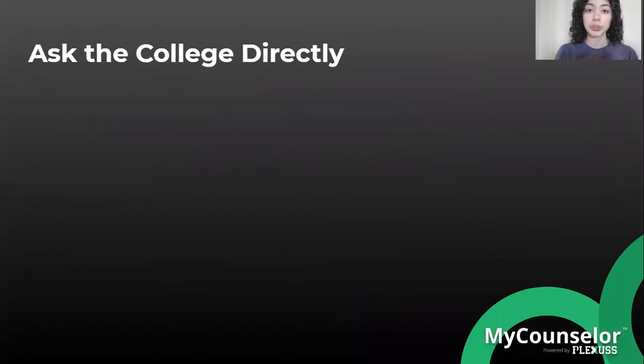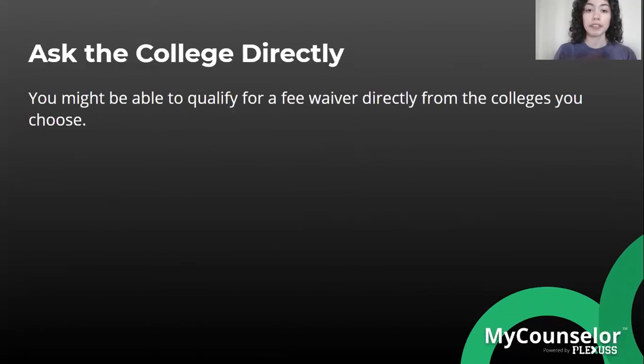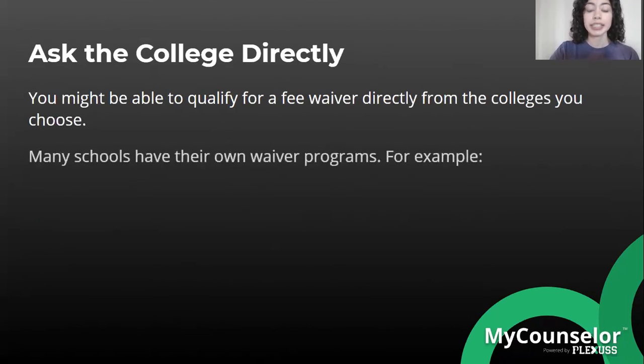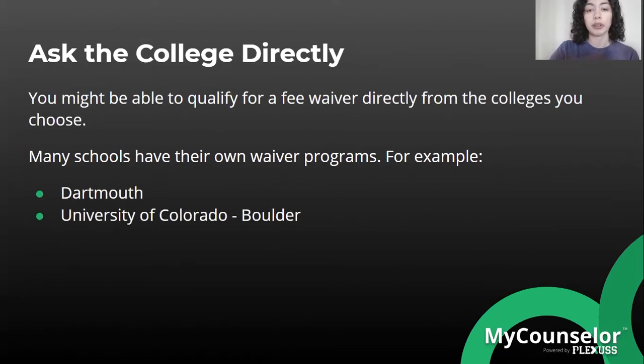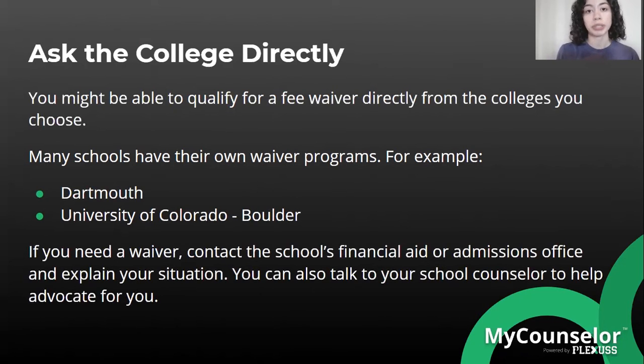And the final tip you can do in order to get a fee waiver is to ask the college directly. You might be able to qualify for a fee waiver directly from the colleges you choose. That is, you can contact their admissions office to see if they have any fee waivers that are applicable to you. Many schools have their own waiver programs. For example, we have Dartmouth and University of Colorado Boulder. These universities have their own requirements when it comes to a fee waiver. If you need a waiver, contact the school's financial aid or admissions office and explain your situation. You can also talk to your school counselor to help advocate for you. That is, you're going to have to do most of the talking when it comes to talking to the financial aid or admission representatives when it comes to the fee waiver.